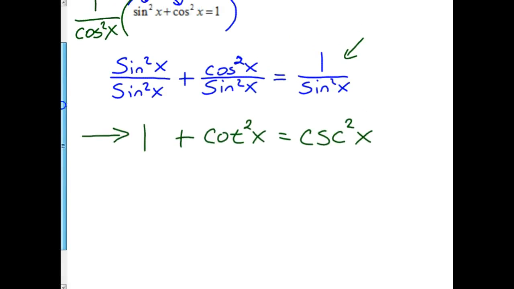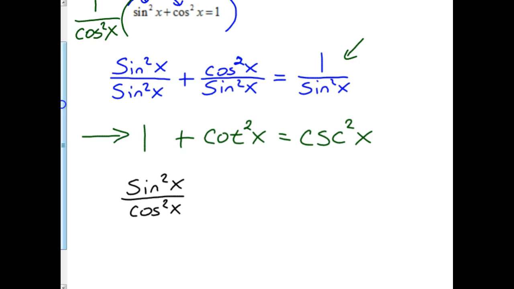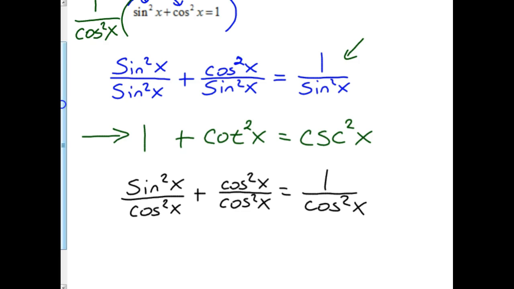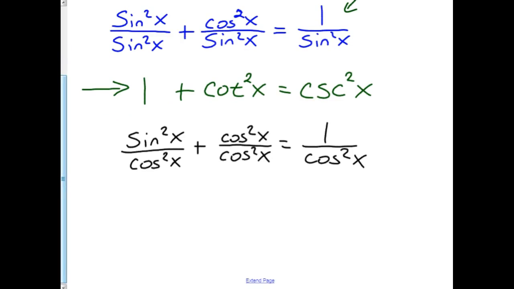Okay, so what would that actually look like? Let's see. We're multiplying by 1 over cosine squared x, so that would look like this. Sine squared x over cosine squared x, right? Plus cosine squared x over cosine squared x, equals 1 over cosine squared x, just like that. All right, just like the other one, we want to simplify it into nice, easy terms.